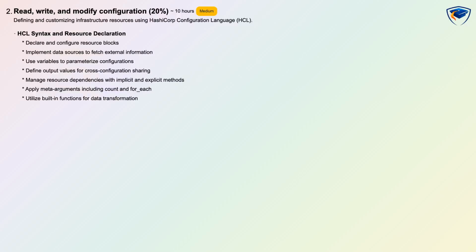The read, write, and modify configuration domain is all about configuration management using Terraform. In this domain, you will learn how to declare and configure resource blocks, implement data sources, use variables, define output values, and manage resource dependencies. This domain also covers using built-in functions for data transformation, applying meta-arguments, and utilizing HCL syntax and resource declaration. This domain accounts for 20% of the exam and is considered medium difficulty, requiring around 10 hours of study time.